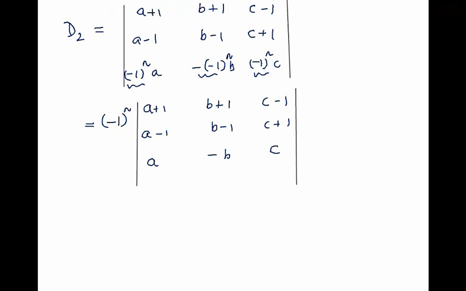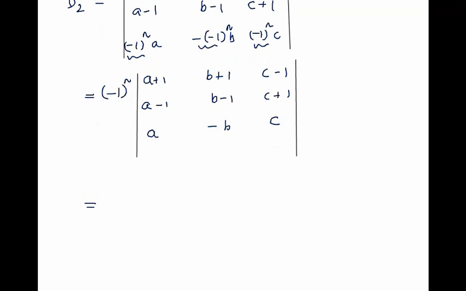Now what we need to do, we can transform this determinant in the form that we are exchanging the rows with columns. So our determinant will turn out to be minus 1 to the power n, and now the determinant will look like this form.